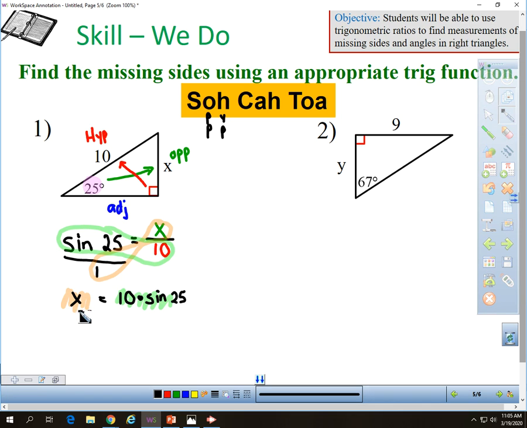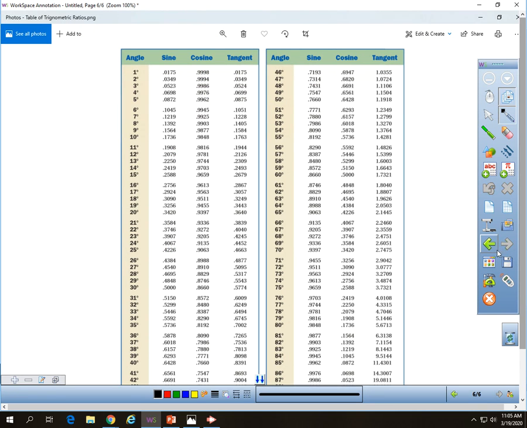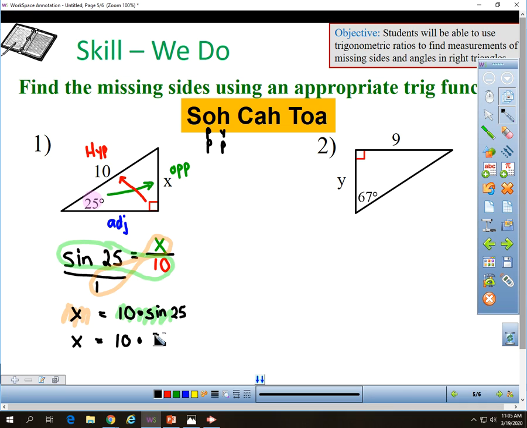Now we have to simplify. The left hand side is still x, the right hand side is 10 times, and we have to evaluate sine of 25. We're going to be using the table of trig ratios. So we wanted sine of 25. We will go to 25 in the angle column. So here it is. Then we go to the sine column, which is the first one, and sine of 25 is 0.4226. So instead of writing sine of 25, we're going to write 0.4226.